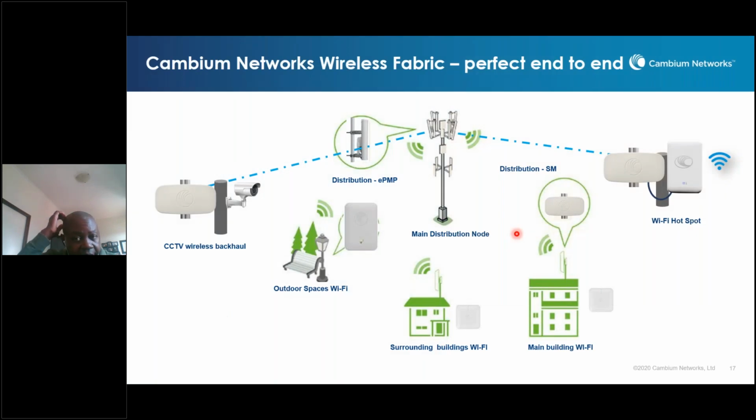So here is a broad-based number of applications. It could be CCTV, it could be a distribution network, point to multi-point, public Wi-Fi. It could be schools or offices. It could be multi-dwelling units, which are becoming very common in a lot of African capitals. We're seeing a lot of MDU type of solutions. It could be backhaul for public Wi-Fi to a university, to a municipality.